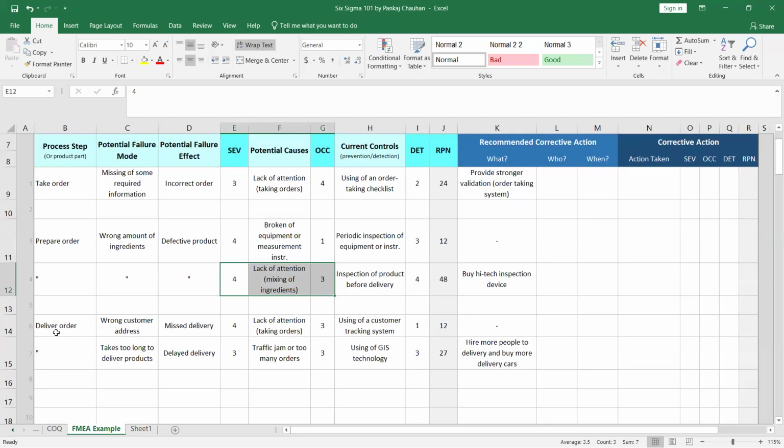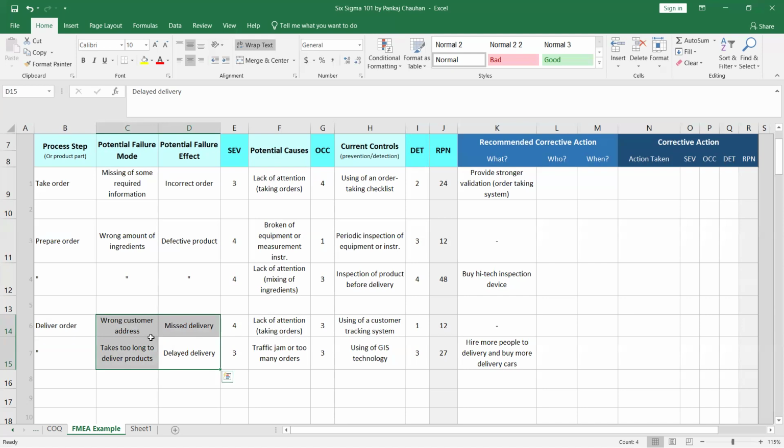Now, the third thing: when you are delivering the order, what can go wrong? Probably a wrong address for the customer, or it takes too long to deliver the product. What will be the impact of a wrong address? You will miss the delivery. And the impact of taking too long to deliver the product is a delayed delivery.